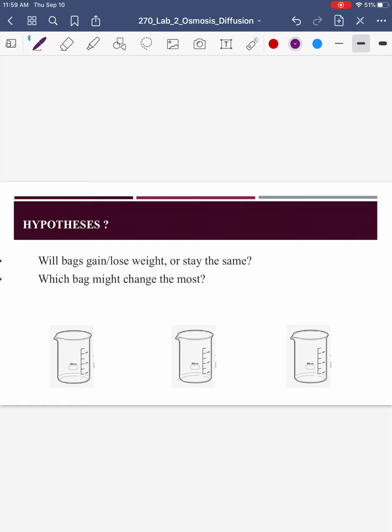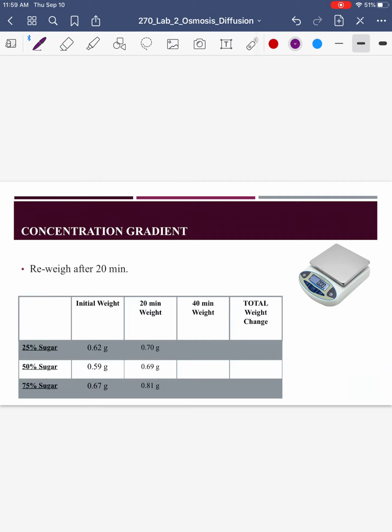Now, this is where you, because you'll need this information for your lab assignment, I want you to create a hypothesis. Will the dialysis tubing bags gain weight or lose weight? And if they do, which bag is going to change the most? I will pause.